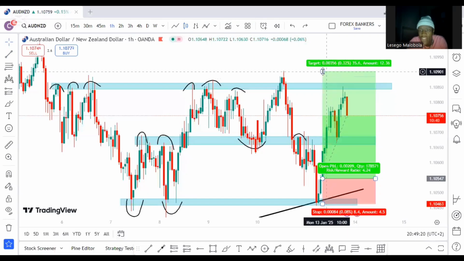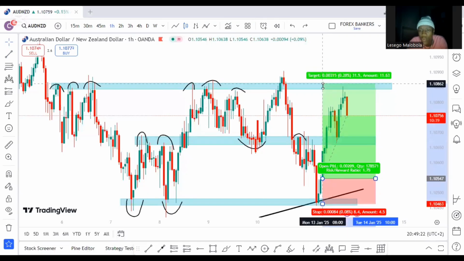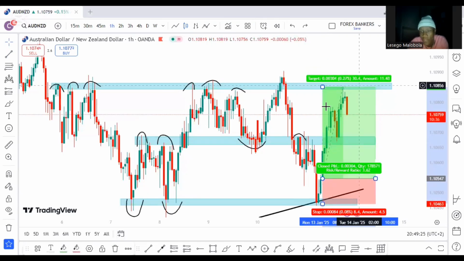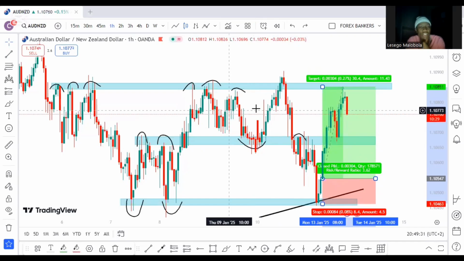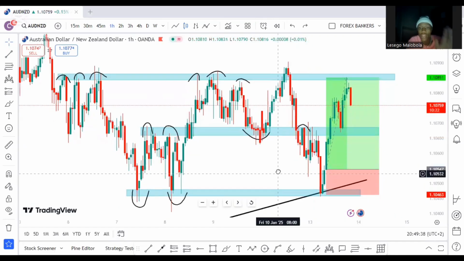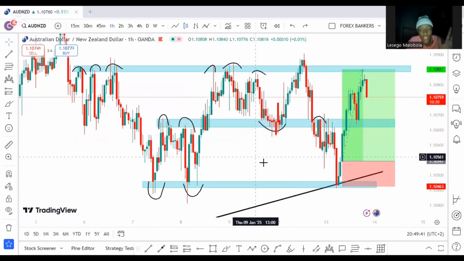Come to think of it, I actually think my TP should have been right over here, because it's 3% and honestly that's enough. So that's something I'm proud of. This setup was highly respected, and I followed all the rules according to the strategy, right?